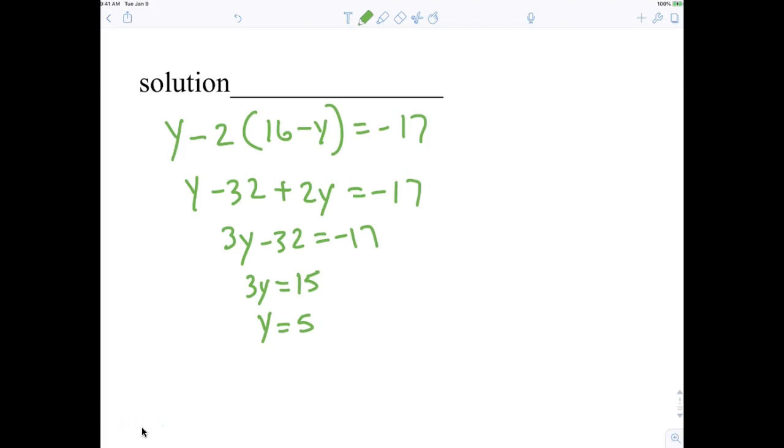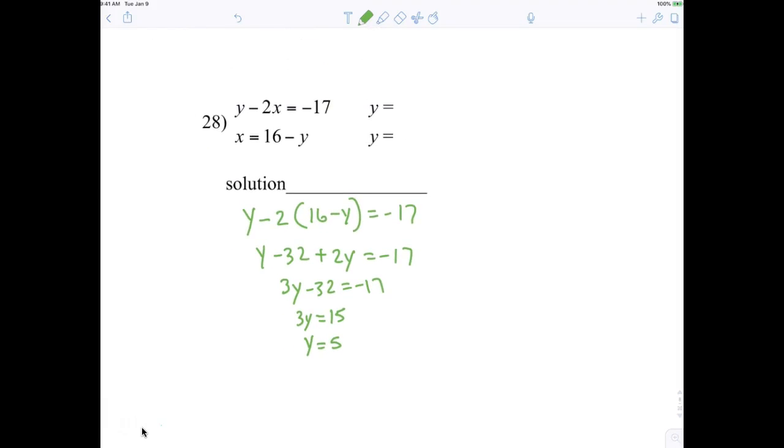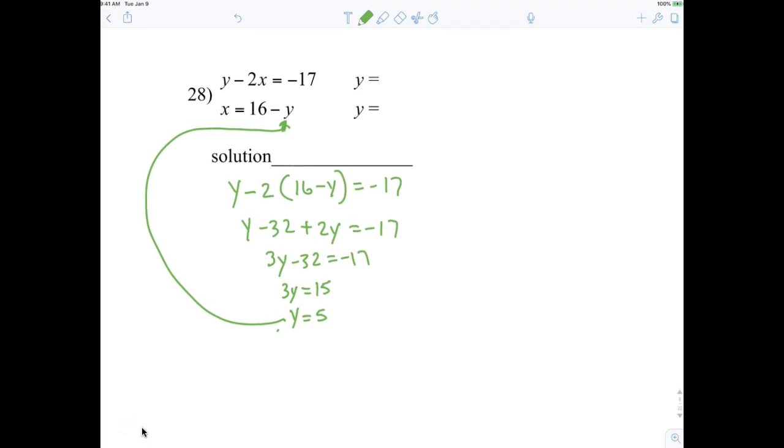Everybody agree with that? Now, if y equals 5, we're plugging it in. The easiest one is right here. So now x equals what? X equals 11. So my solution is, now are we going to be able to see that in the window? No. So you got to be able to adjust your window.